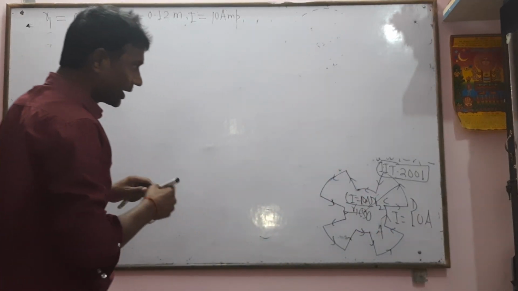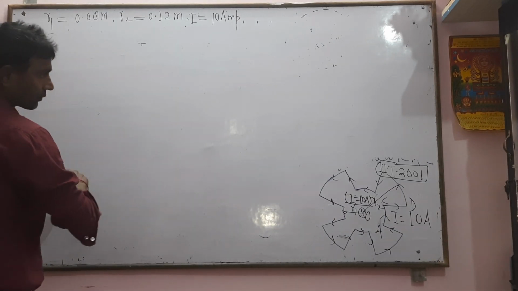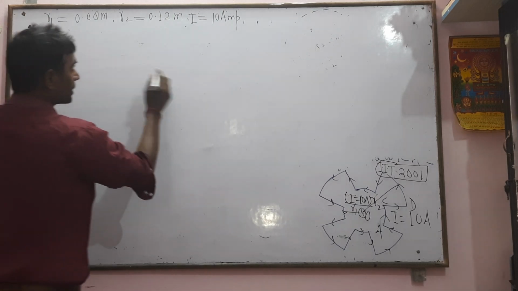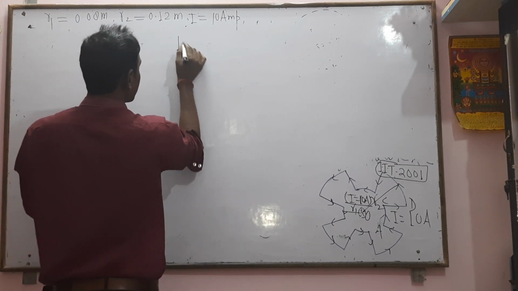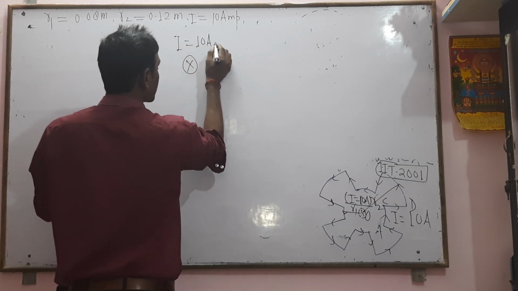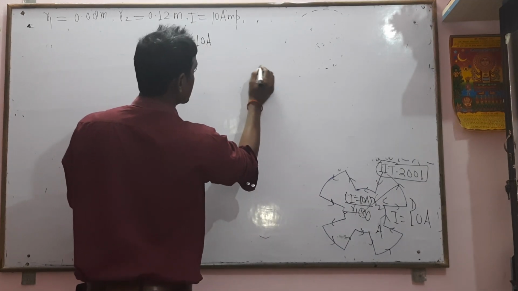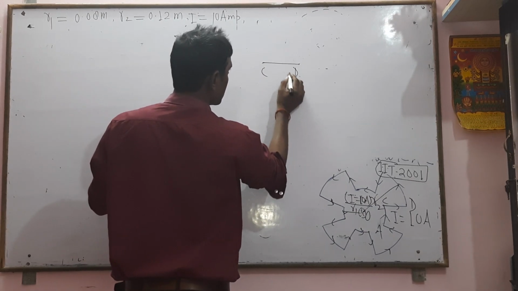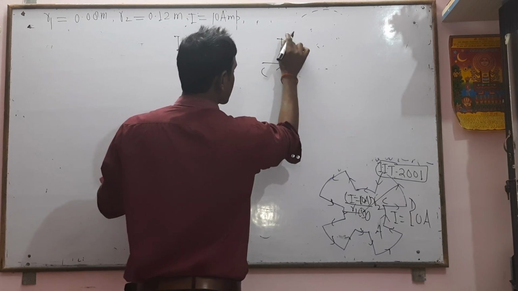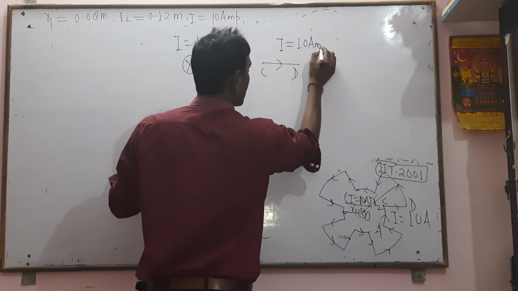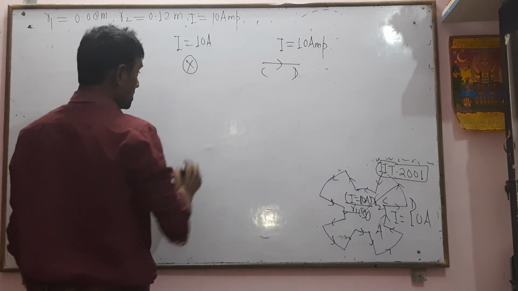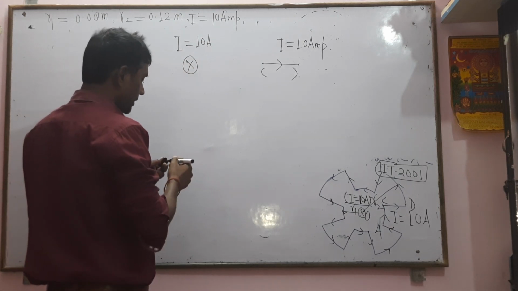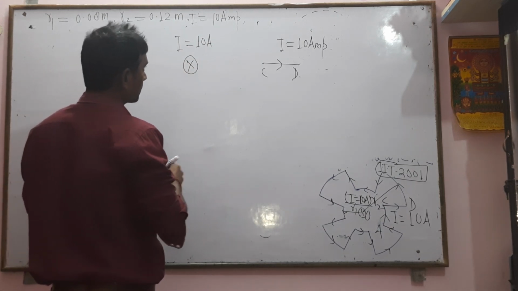Now we are finding the value of the magnetic force due to the CD branch. Let us suppose this is the current I, equal to 10 ampere, and this is the CD branch, with C and D at its ends. The current I equals 10 ampere, and it is directed downward along CD.